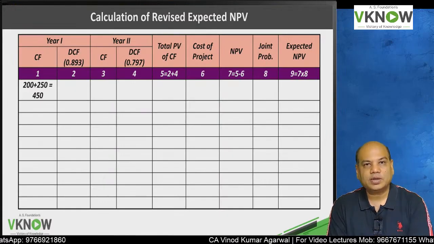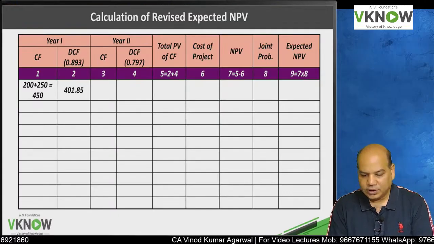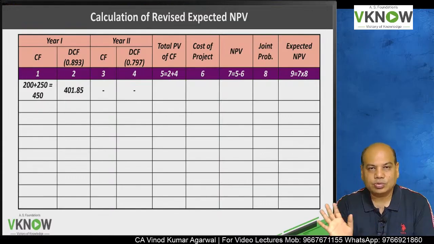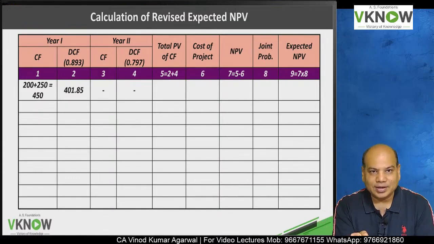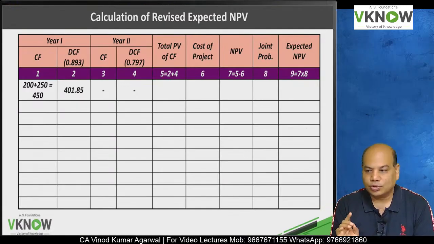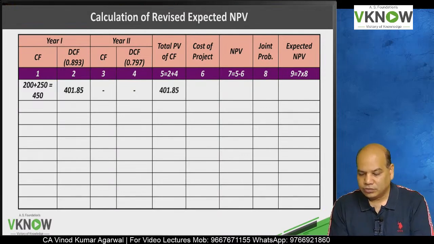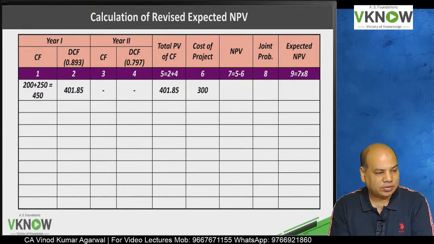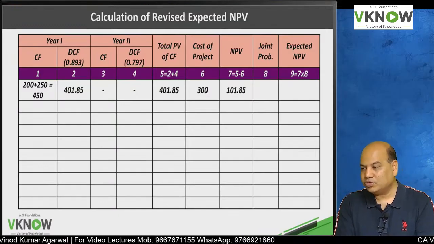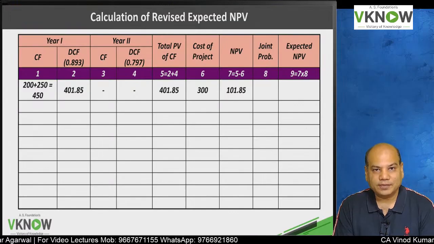Present value multiply by 0.893. 401.85. Because you are going to abandon the project, in year 2 no cash flow. Project is abandoned at the end of year 1 on getting 200. Second year cash flow will not be there. Total is 401.85. Cost of the project 300. So what is the NPV now? NPV is 101.85.